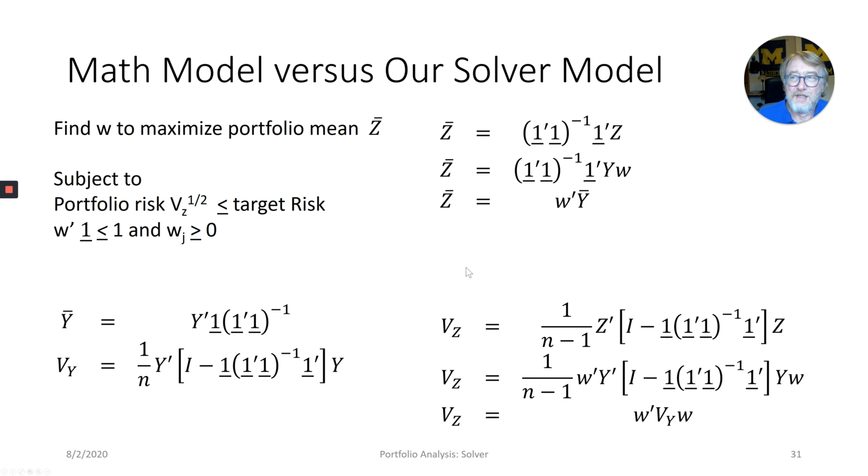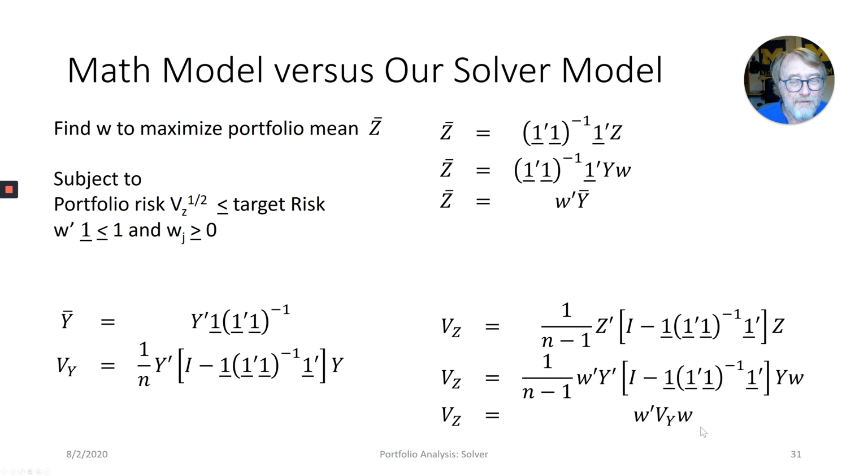And then if you look at the solver model, what we want to do is find the weights to maximize the portfolio mean, z bar, subject to our risk constraint. So v of z is the variance of z, and we want the standard deviation to be less than the target risk. So here's how you can write out what z bar is. Okay, z bar is, of course, just the weights times w bar.